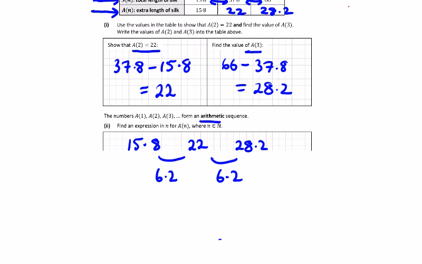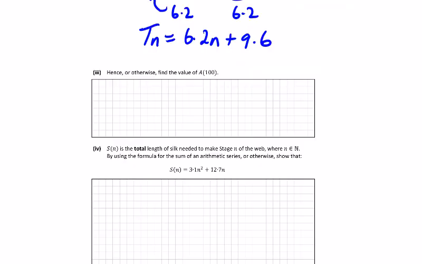Find an expression in n for an, so we're just finding Tn of an arithmetic. It's going to be 6.2n. How do I get from 6.2 to 15.8? I'd have to add 9.6. Then find the 100th term in this sequence, T100. Is this the junior cert or the leaving cert? I'm not sure. 6.2 by 100 plus 9.6, which is 629.6.